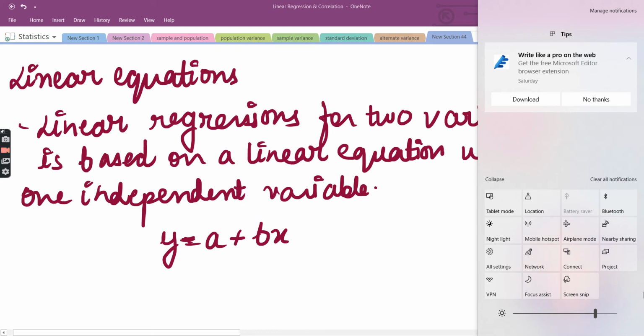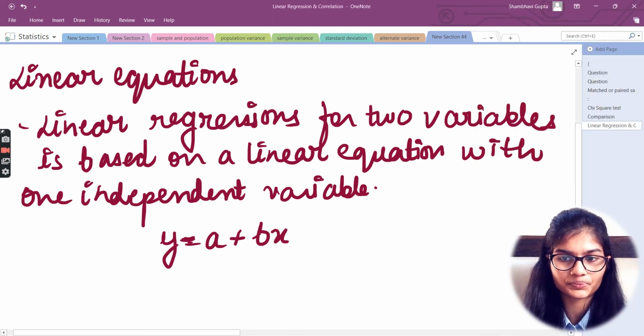So linear equations basically are for two variables, right? We had already seen the formula as well right here, how the formula is and how it is applied.